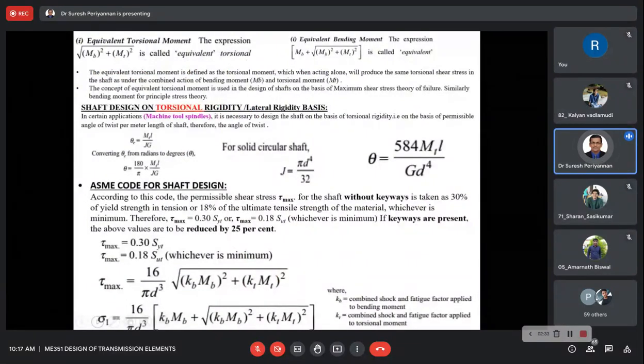Now this is based on torsional rigidity, the torsional moment, from the governing equation M by J is equal to G theta by L. From that one.